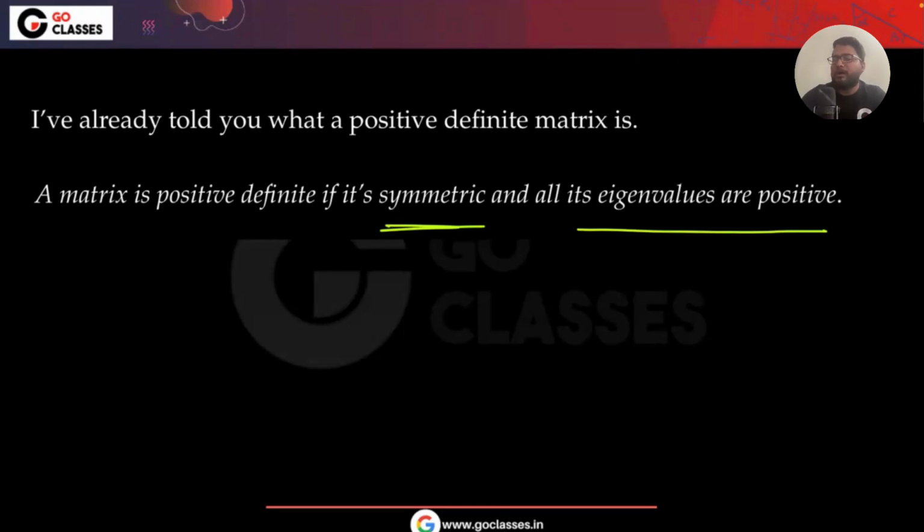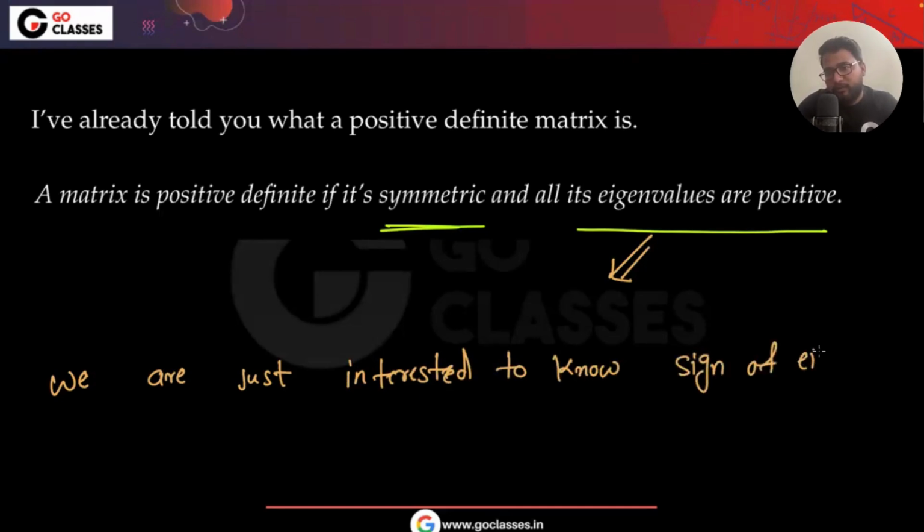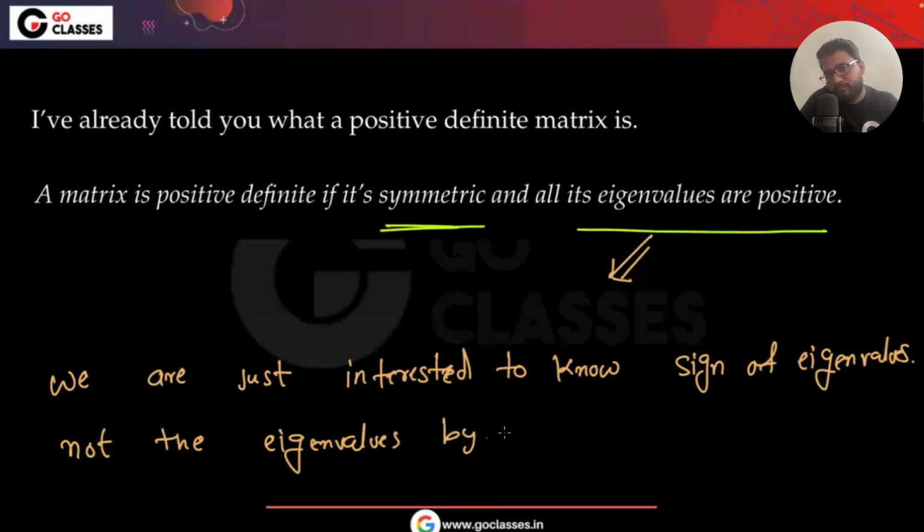The question here is: are we really interested in finding all the eigenvalues, or are we just interested in the sign of the eigenvalues, right? It seems like we are just interested in the sign of the eigenvalues, not the eigenvalues by themselves. So the absolute values of the eigenvalues we don't need to know. We just need to know the sign of those eigenvalues. Okay. So this is the important observation that we can make from here.